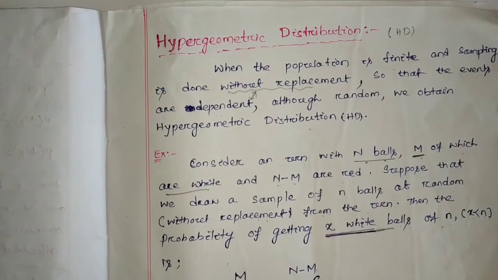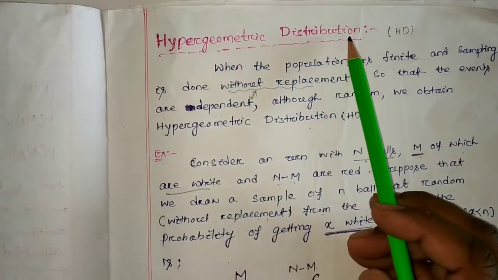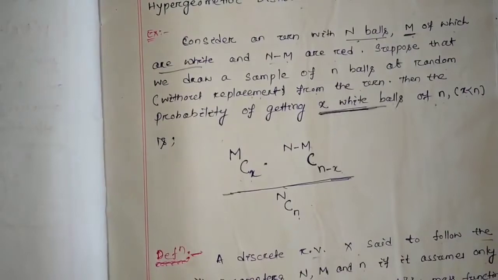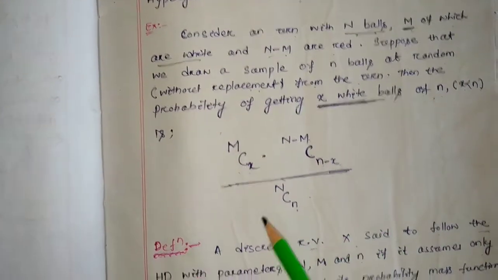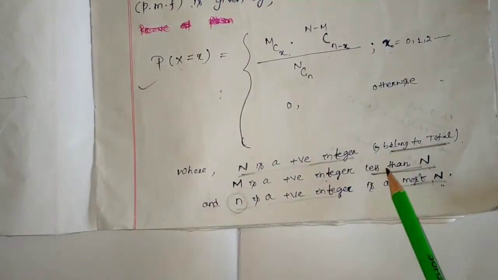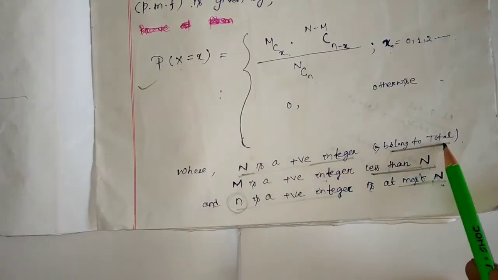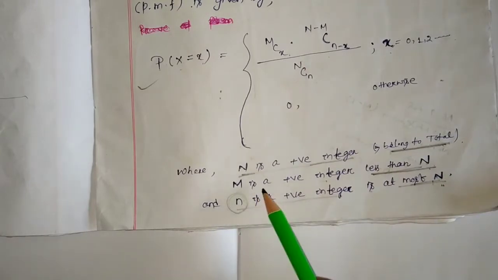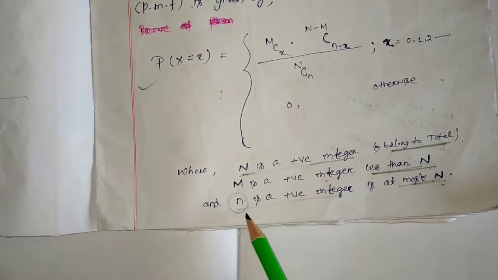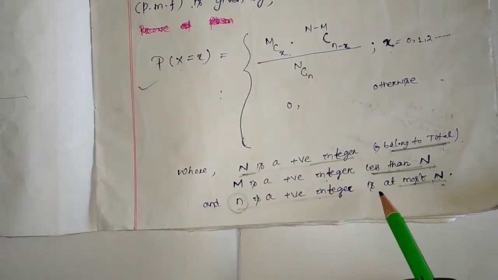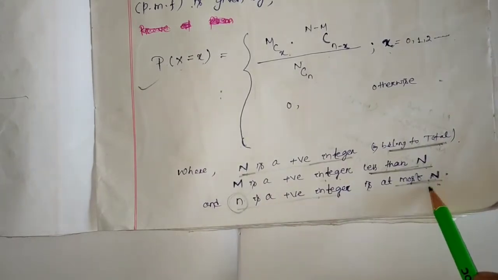In our last class, we discussed in detail the hypergeometric distribution, whose PMF we found: mCx times (N minus m)C(n minus x) divided by NCn, where capital N is the total value, m is a positive integer less than capital N, and small n is a positive integer which can be at most N.